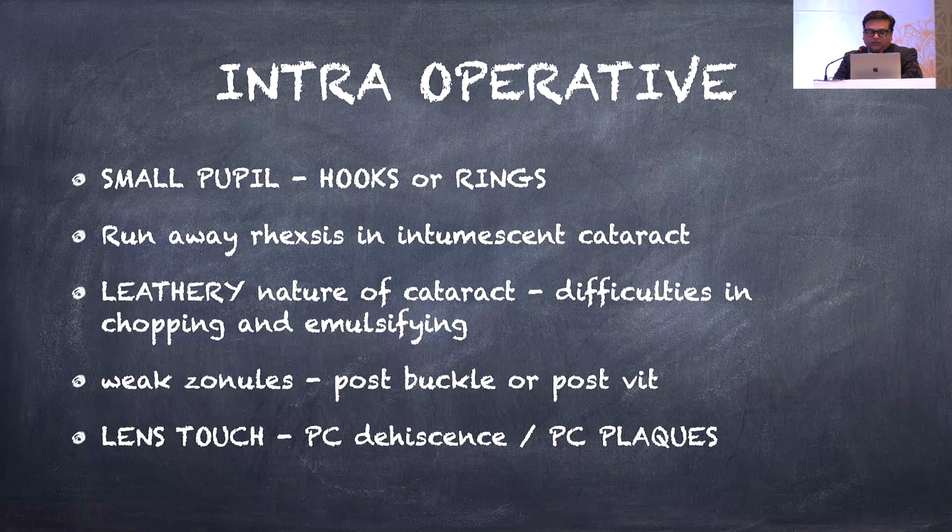If the pupil is small, use hooks, rings, whatever works better in your hand. Runaway axis in an intumescent cataract is pretty common. We should be aware of these things. For leathery cataracts, you should preferably do a direct chop. The zonules will be very, very weak in most of these cases because they've already undergone multiple surgeries. So you need to be aware of this, and not put a lot of stress with your phaco probe on the zonules. If there is a lens touch or a PC dehiscence, which your retina surgeon would have already warned you about, be aware of such situations.